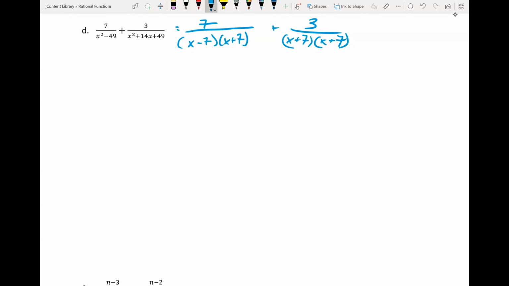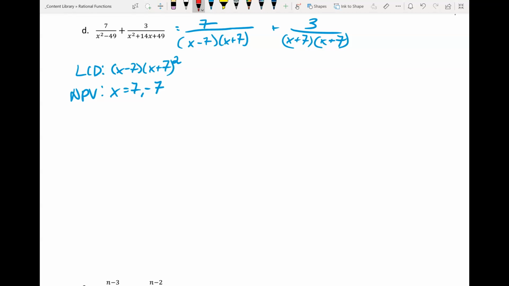So now I can take a look and see what my LCD could be. Well, we need to have an x minus 7 and an x plus 7 for sure because of our first rational. Looking at our second rational, we have x plus 7 to the power of 2. So that means I need 2 x plus 7s. So in my LCD, I'm just going to square this x plus 7 to indicate that. Then for our NPV, we have x equals 7 and x equals negative 7 because, again, if we were to insert 7 or negative 7 into either rational, we're going to get a problem with a denominator of 0.